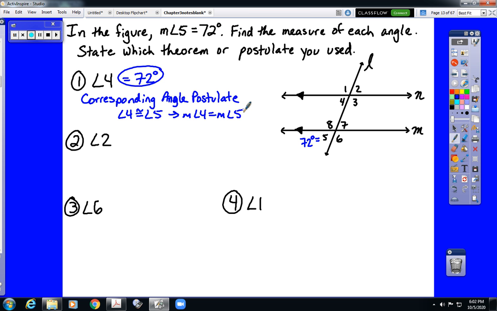So if we have a set of parallel lines, that would be enough for us to state that any pair of corresponding angles are congruent, which means that we've now shown that angle 4 is also 72 degrees, and now we could use that angle in future problems if we needed to. So to find the measure of angle 2, angle 2 and angle 4 have a relationship. Those are vertical angles. So by using the vertical angle theorem, we can say that angle 2 is also 72 degrees.